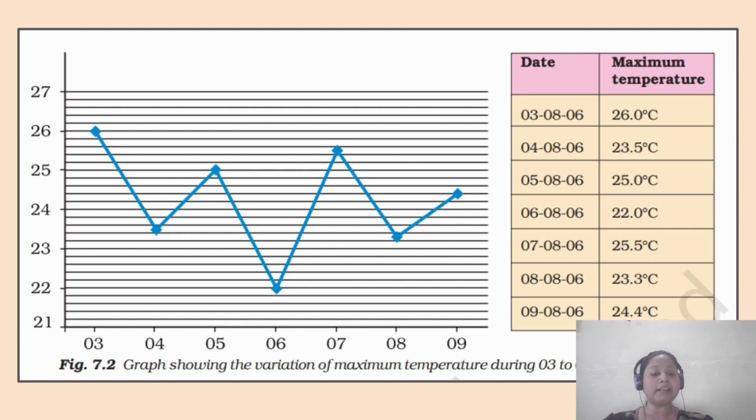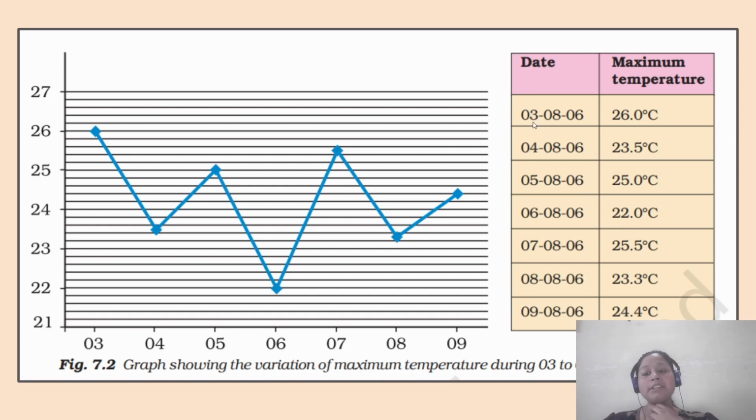So let us plot a graph. On the x-axis we can put the dates 3, 4, 5, 6, 7, 8, and 9, and on the y-axis we can put the temperatures which we have recorded. These are data which have been collected using different instruments which we will be discussing further. But for now, just understand this data is readily available for us. From this we can plot our graph and understand the temperature variations in a very clear manner.